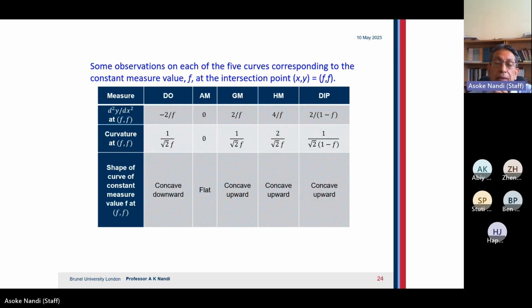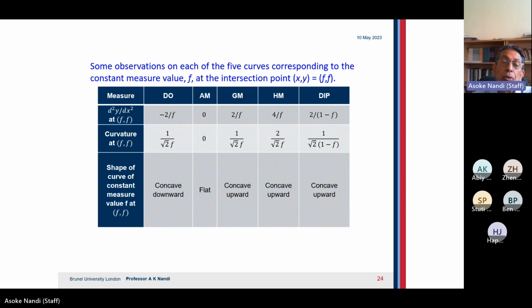There are some details here, some exact values. These are the five different measures, and these are different properties with which you can characterize them.